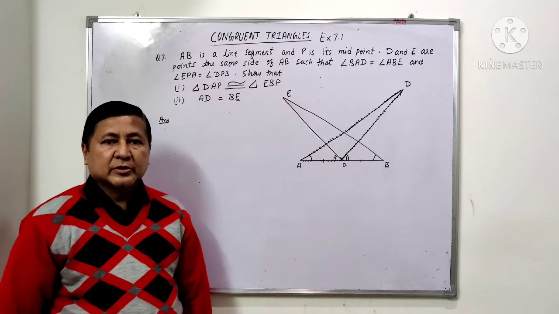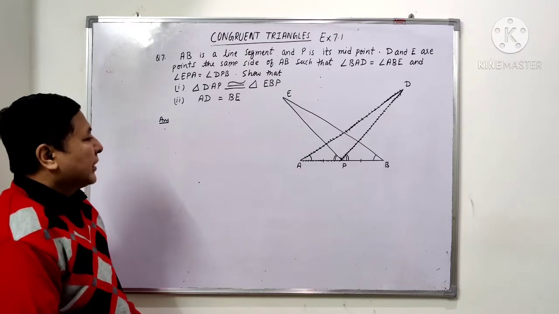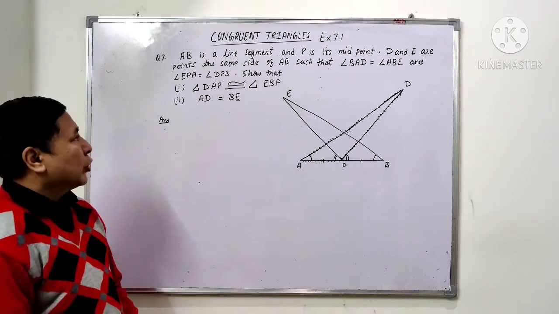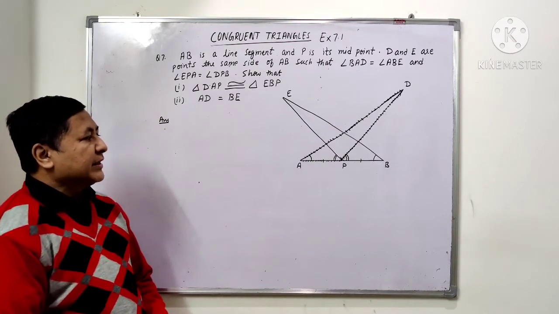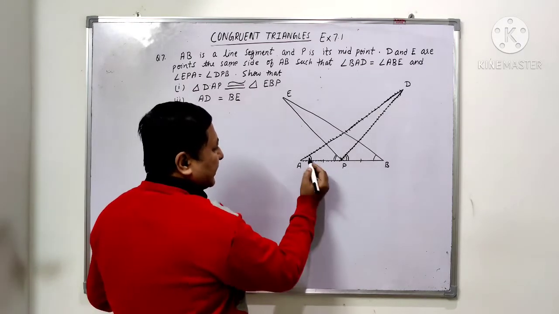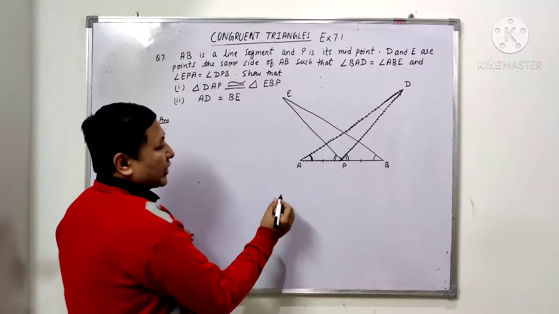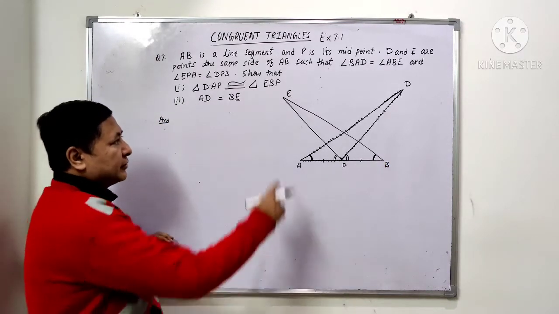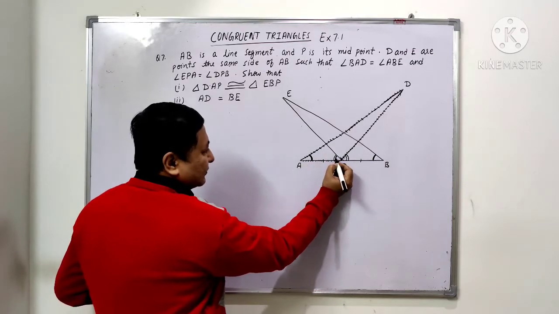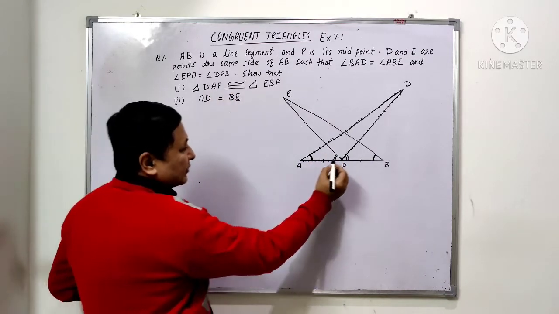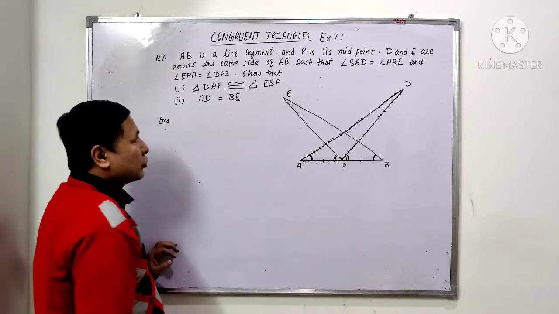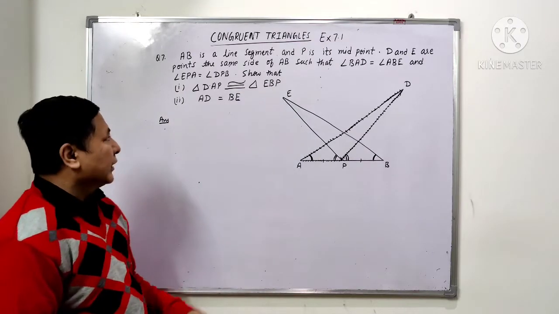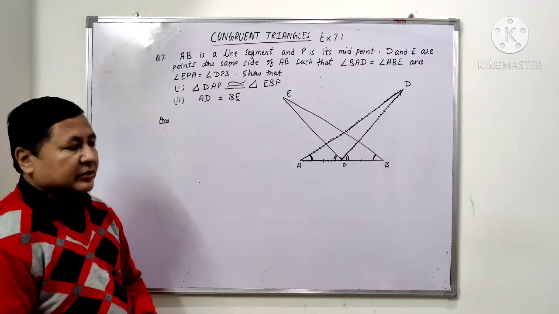Now let us solve question number 7 of exercise 7.1. AB is a line segment and P is the midpoint. D and E are points on the same side of AB such that angle BAD is equal to angle ABE, and angle EPA is equal to angle DPB. We have to show that triangle DAP and triangle EBP are congruent, and also that AD is equal to BE.